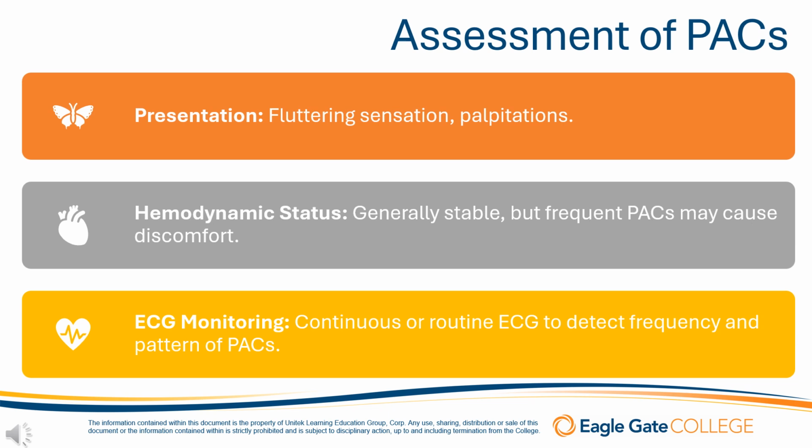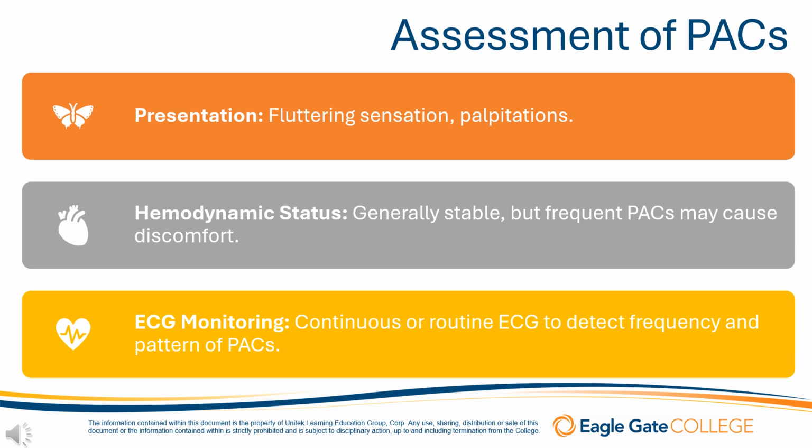ECG monitoring is essential for diagnosing and assessing PACs. A routine 12-lead ECG can provide a snapshot of the heart's electrical activity, helping to identify PACs and assess their characteristics. For more frequent or symptomatic PACs, continuous ECG monitoring, such as with a Holter monitor or an event recorder, may be necessary. These devices record the heart's electrical activity over a prolonged period, typically 24 to 48 hours or longer if needed. Continuous monitoring helps detect the frequency and pattern of PACs, which can vary throughout the day and in response to different activities or triggers.